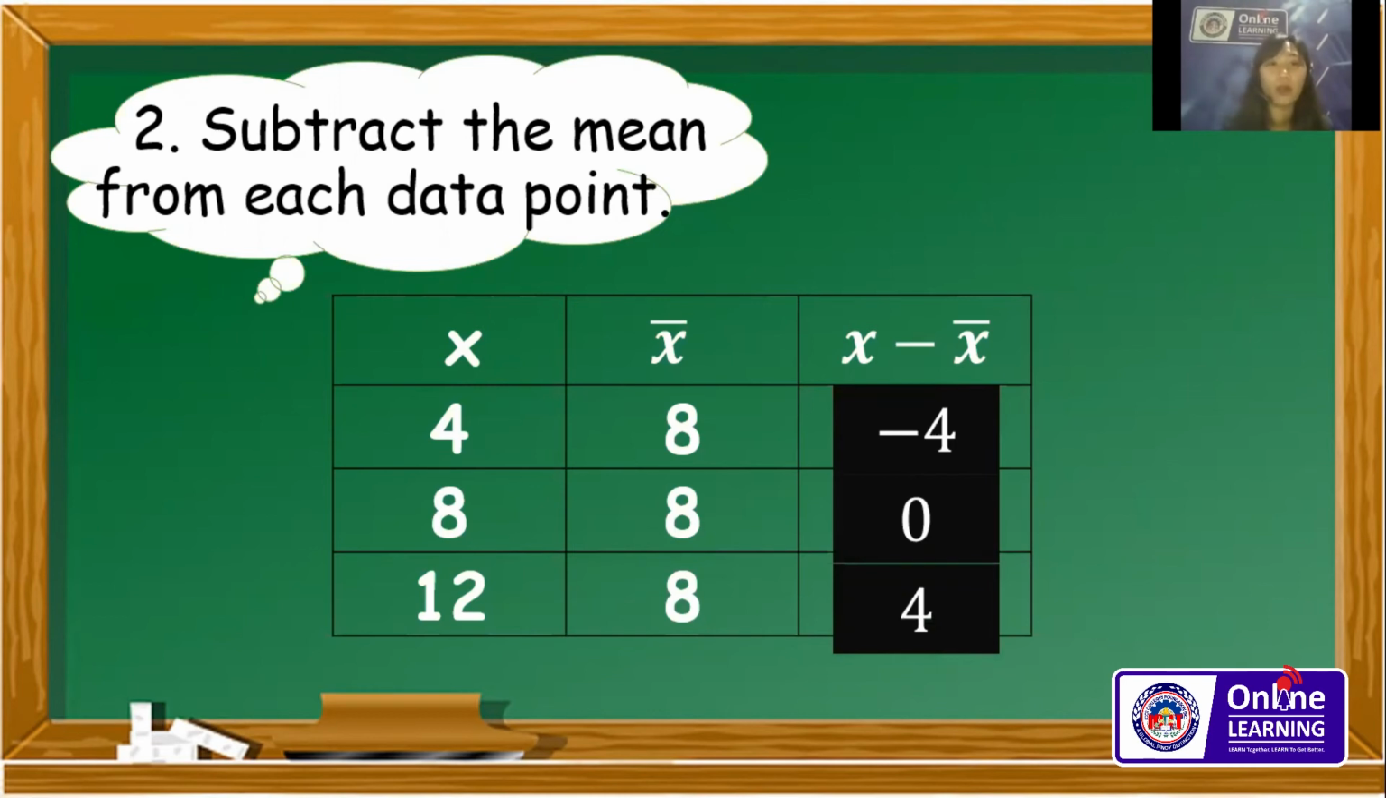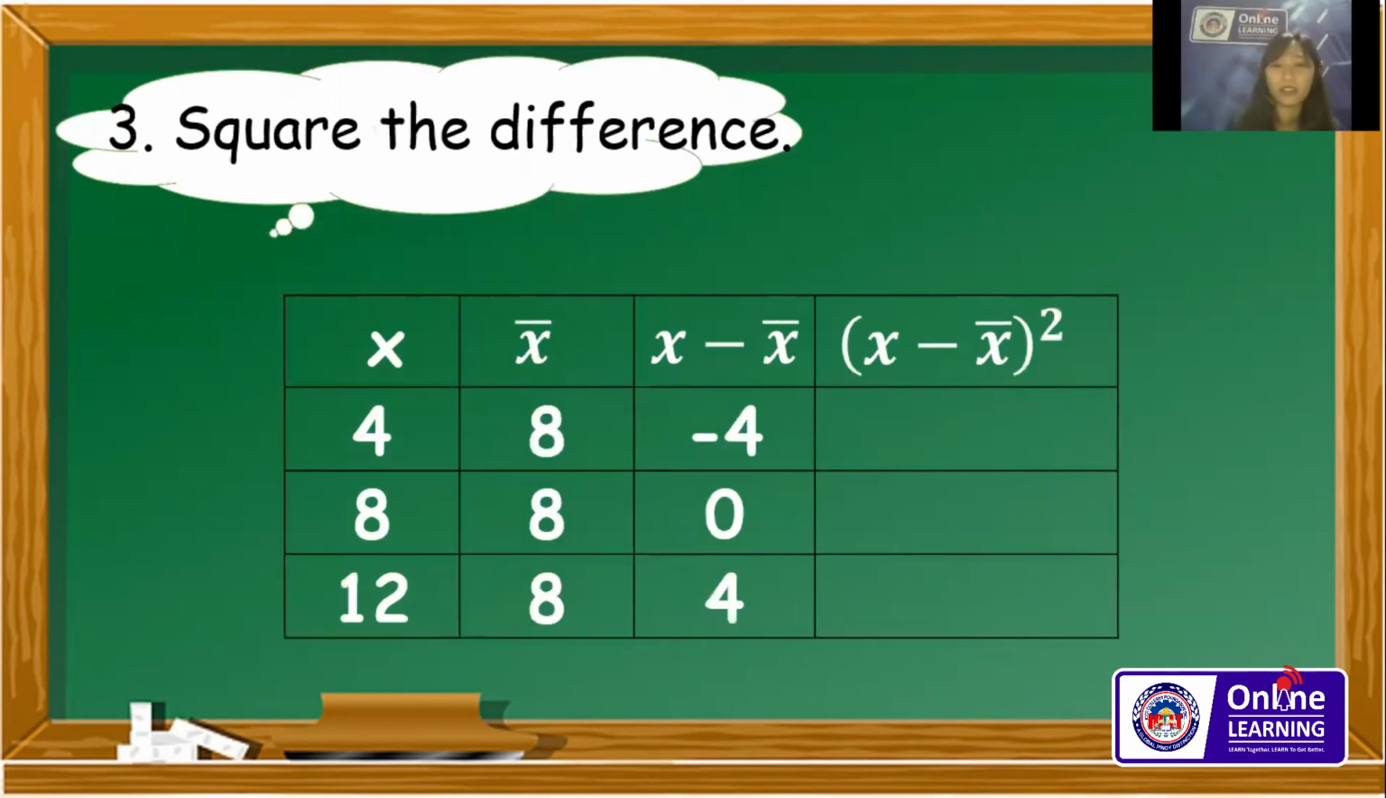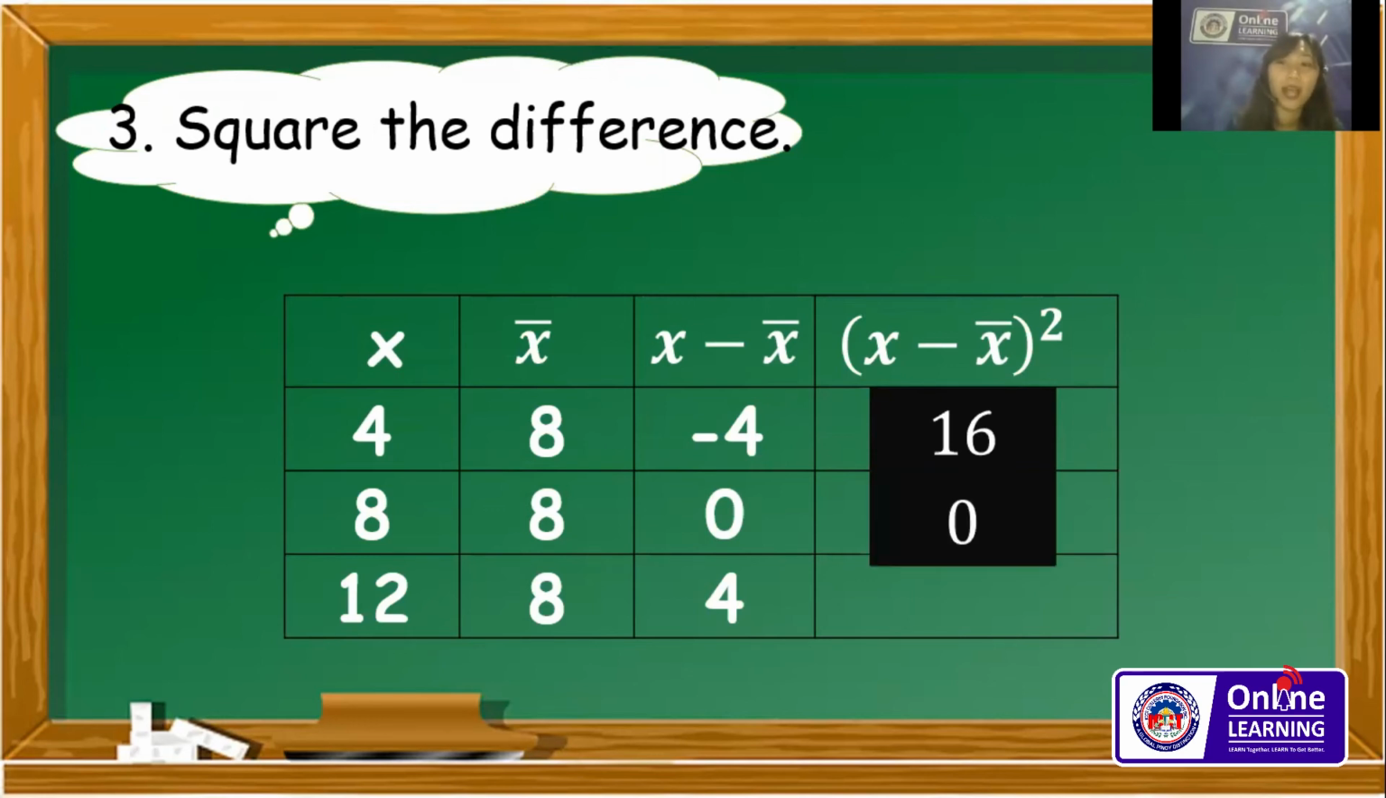How about in the fourth column? That is square the difference. So the answer of the third column, you have to square it to get the answer in the fourth column. So negative 4 squared is equal to 16. Negative multiplied by negative is equal to positive. How about 0 squared? That is equal to 0. Any number multiplied by 0 is equal to 0. How about 4 squared? And that is equal to 16.